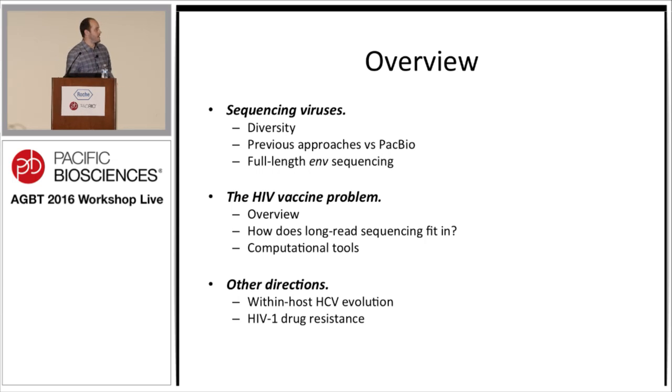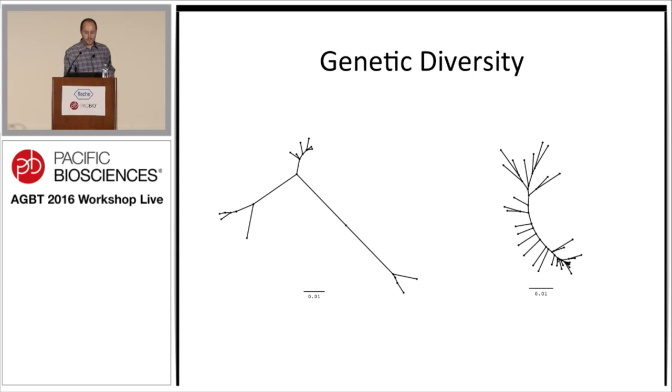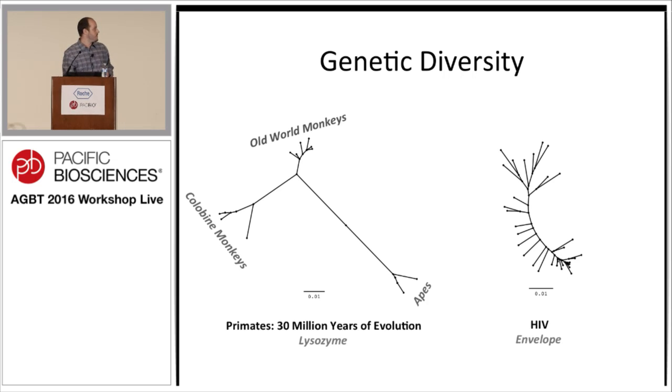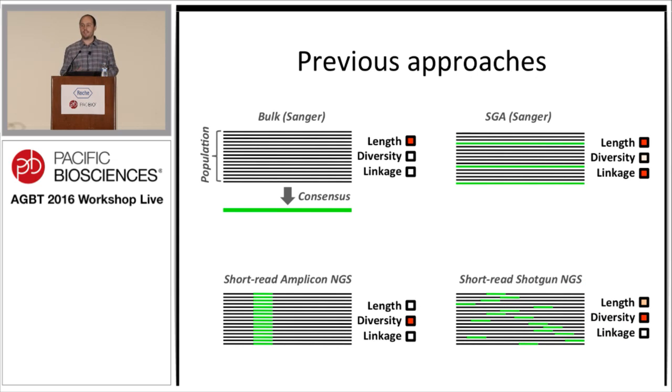So viruses are diverse sometimes, and these are two phylogenies that are equally scaled. On the left, you have 30 million years of primate lysozyme evolution, and on the right, you have HIV. And this is not all HIV envelopes. This is 4 years of evolution within a single host of HIV. So there's really a lot of diversity here. And you have to sequence that diversity appropriately. Previous strategies were perhaps not quite so appropriate for capturing these viral populations.